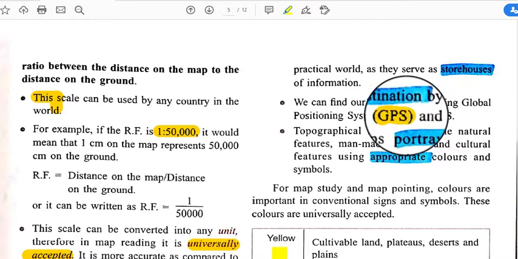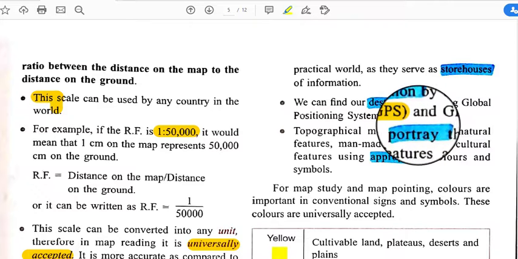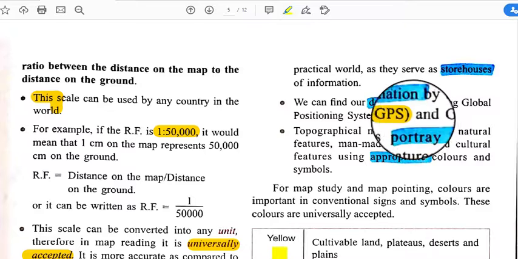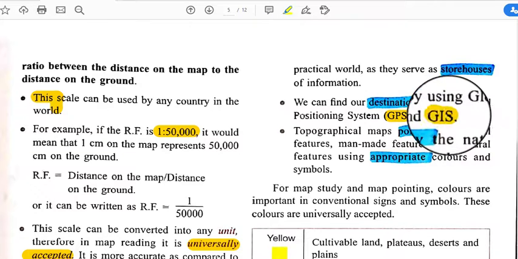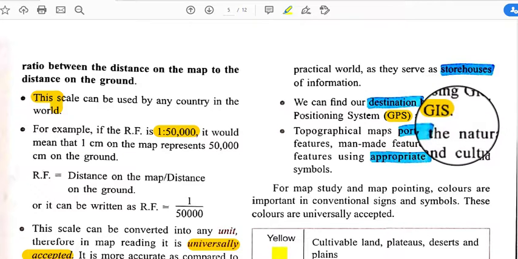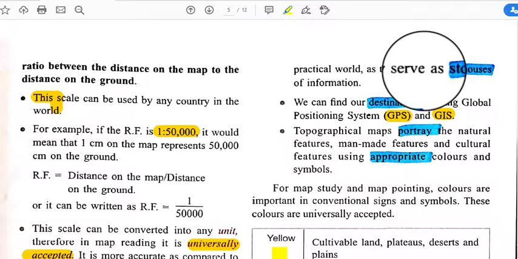So GPS, you know that every smartphone has a GPS system, and GIS is another system. By this process we can easily make any kind of map, or we can find out the location of my position.